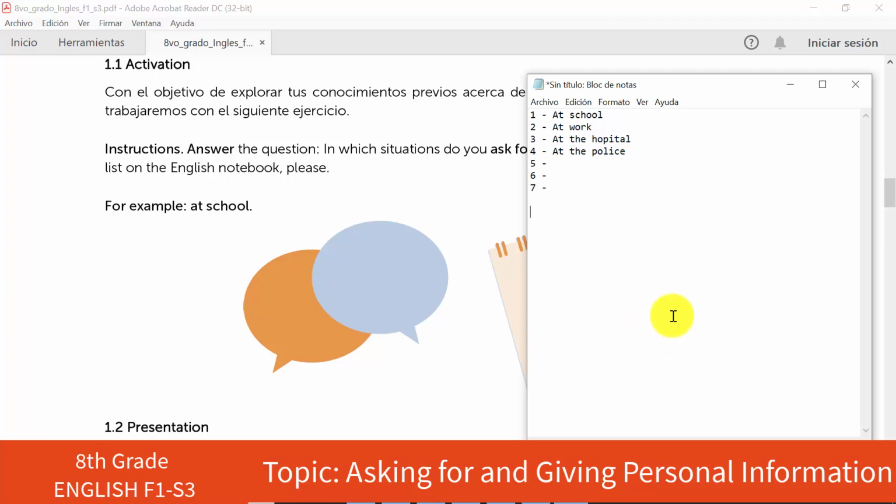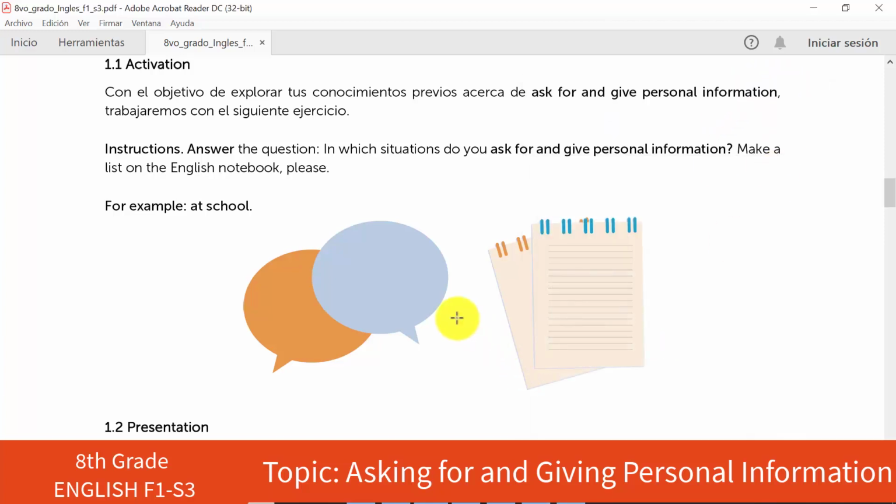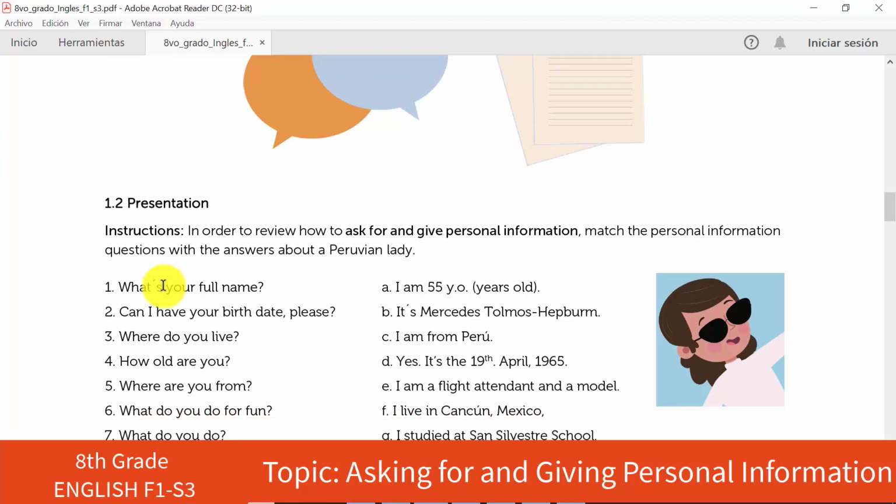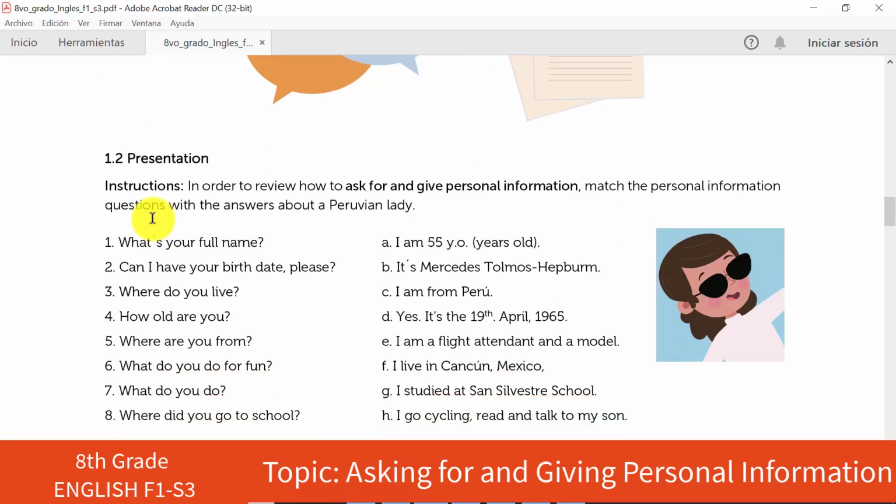Eso in the activation part. Now let's move on to the presentation part. In the presentation you will see vocabulary. Aquí en la parte de presentation vas a ver vocabulario, okay?